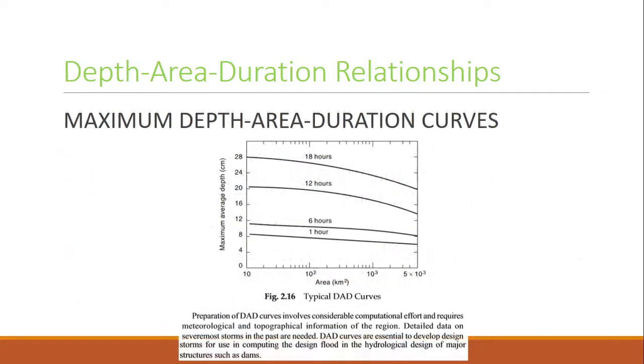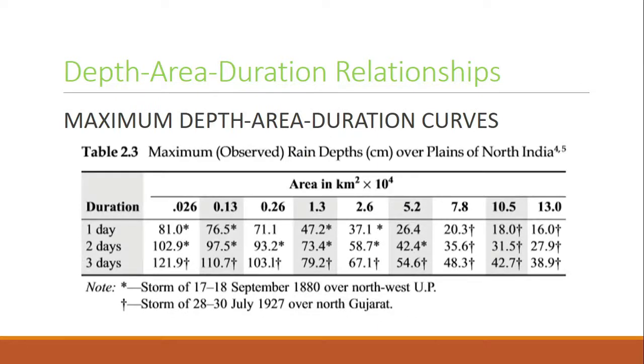So here is an example of maximum depth area duration curves. As you can notice, yung maximum average depth is inversely proportional sa area. So kapag tumataas yung area, bumababa din yung maximum average depth. However, the depth is directly proportional to duration. Here is another example of tabulated values in table 2.3, maximum observed rain depths in centimeters over plains of North India. That's all for my report. Thank you.